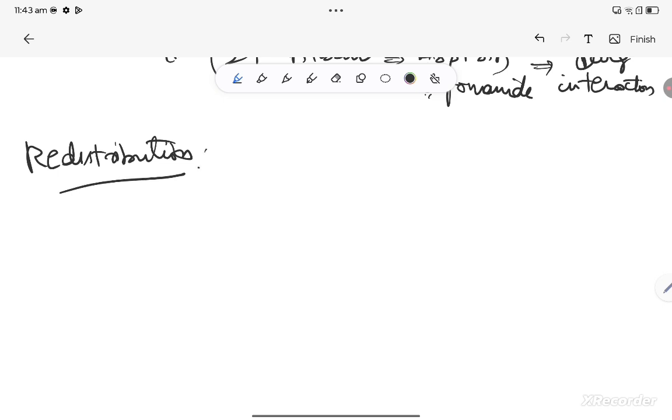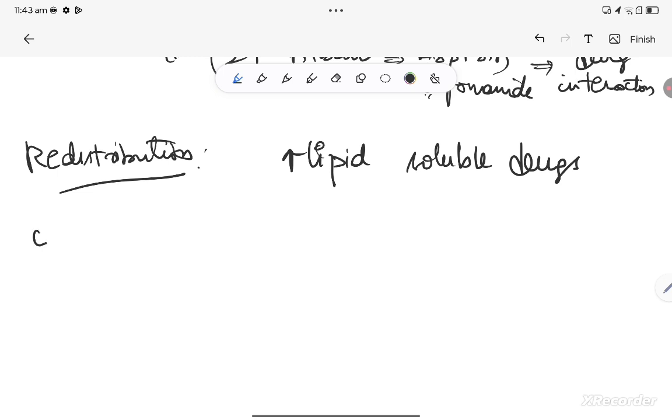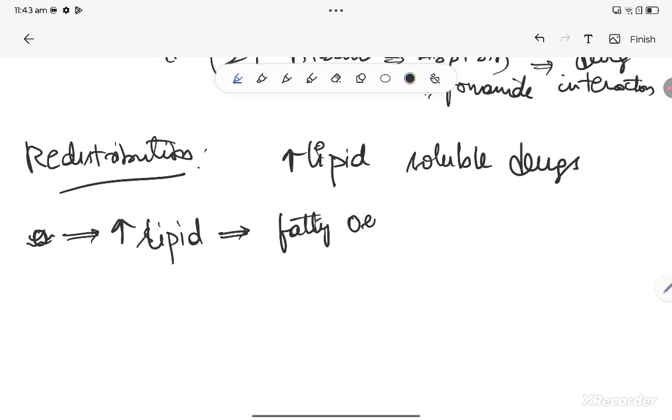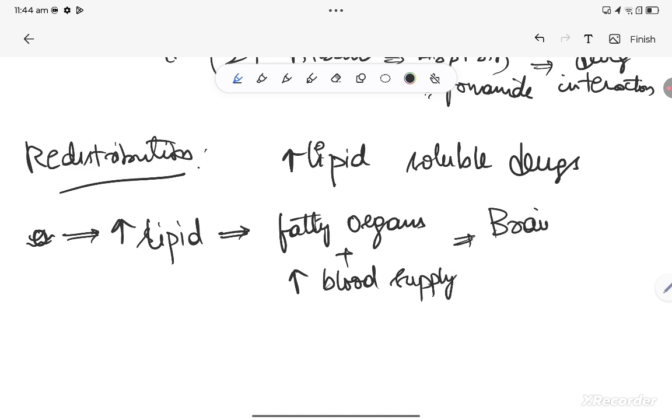See, redistribution is a property mainly shown by more lipid-soluble drugs. What happens is, when we give the drug to the patient, because of high lipid solubility, the drug gets accumulated in fatty organs, first in fatty organs with more blood supply. So one such organ is the brain. So the drug goes and deposits in the brain.